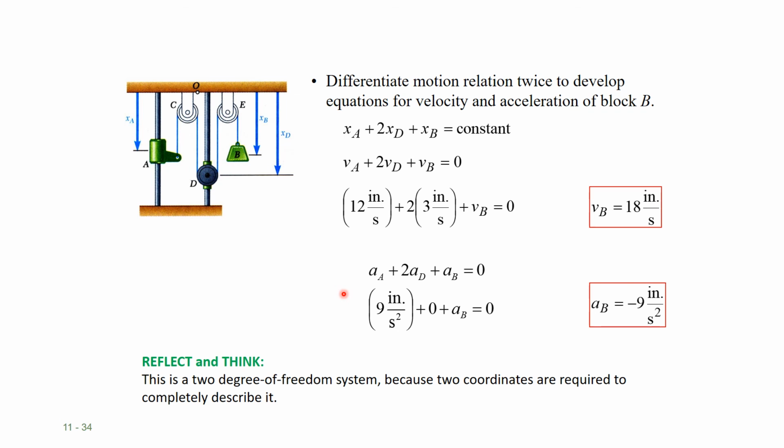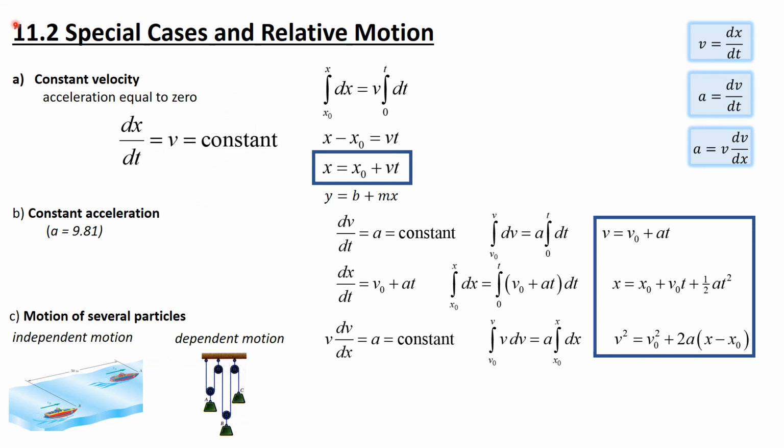Again, this is a 2 degree of freedom problem. We had to know information about A and information about D, two pieces of it, in order to solve for what's happening for B. So 2 degrees of freedom. That concludes section 11.2 with some specialized cases and relative motion problems.